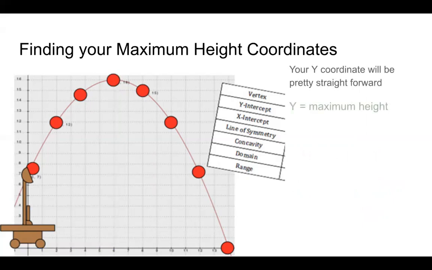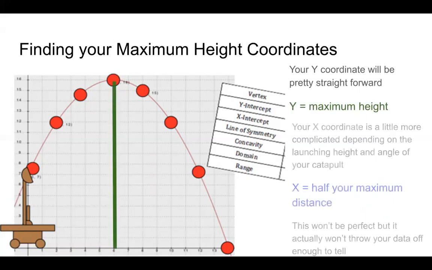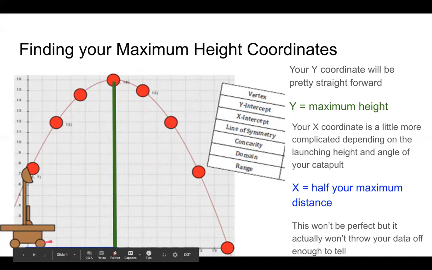Your y-coordinate is pretty straightforward. Again, maximum height. And then your x is going to be half the distance. So I know that this isn't, again, perfect. If you look at this graph, we have our maximum height. You already measured that. Now this isn't a perfect half of the whole distance of your projectile motion. That's not going to get in the way here, so don't worry about that.